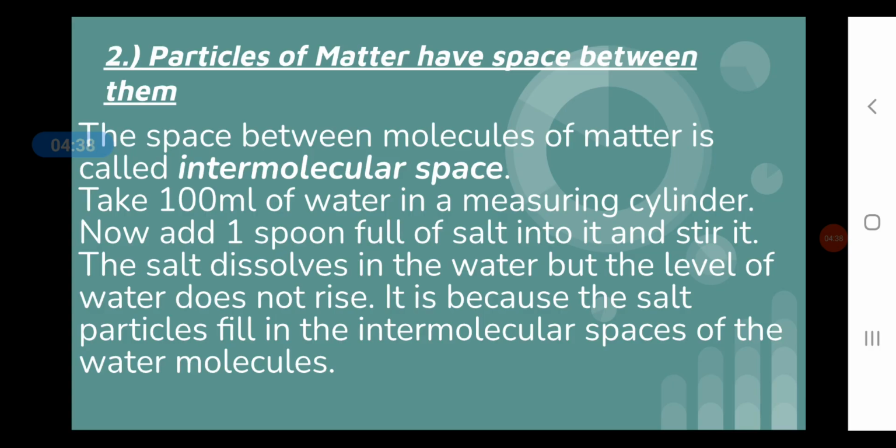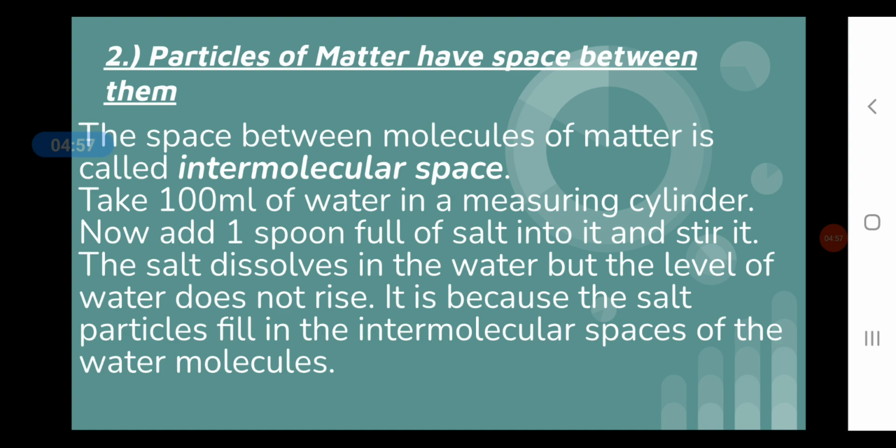Particles of matter have space between them. This is the second point and very important. Now, particles of matter have space in between them, be it a solid, a liquid, or a gas. We call the space between the molecules of matter intermolecular space.